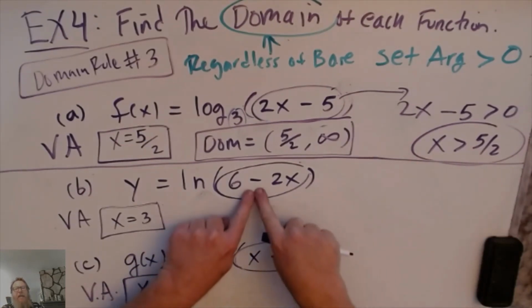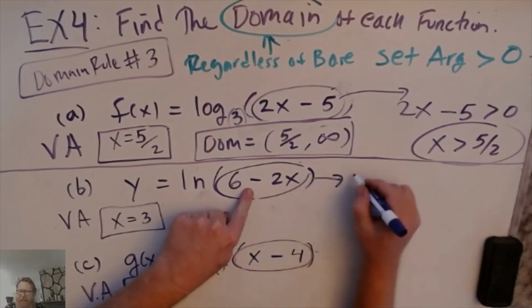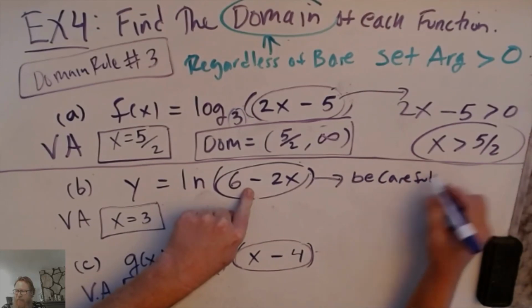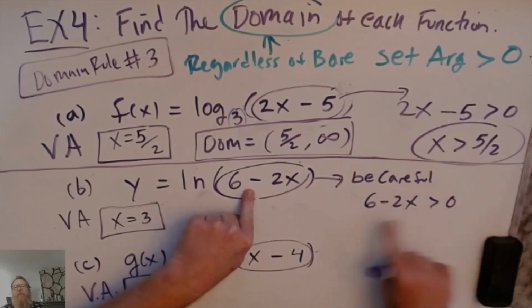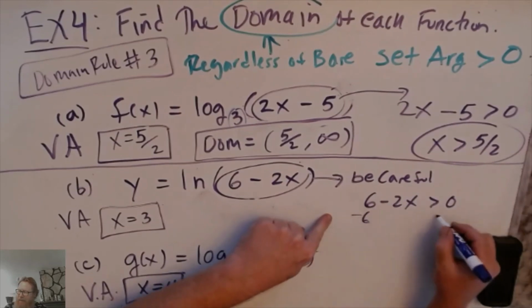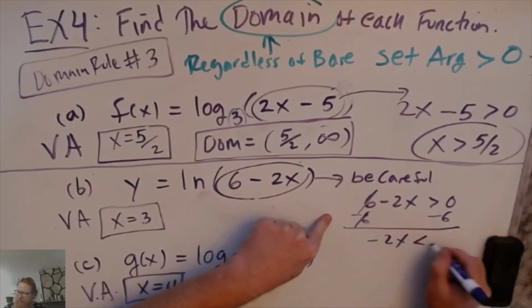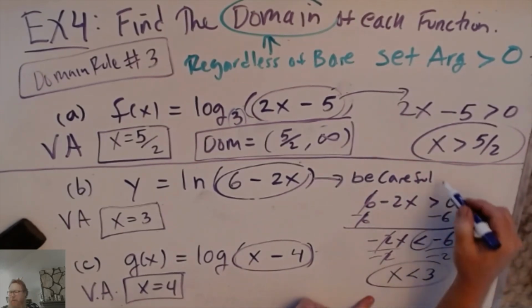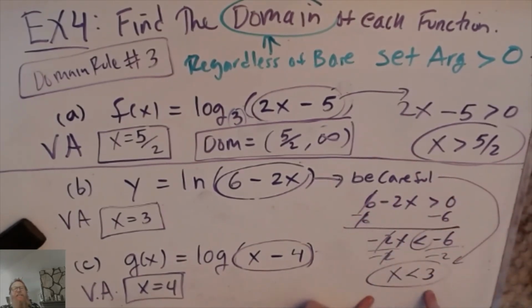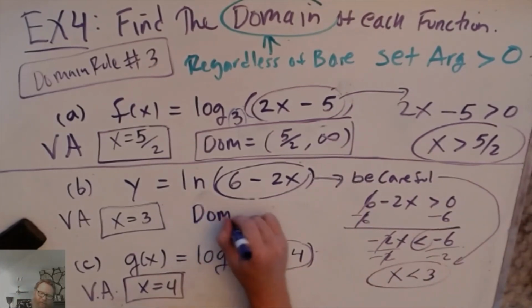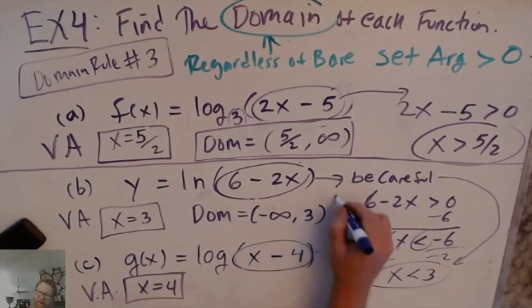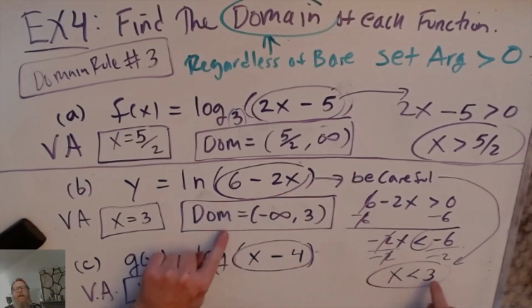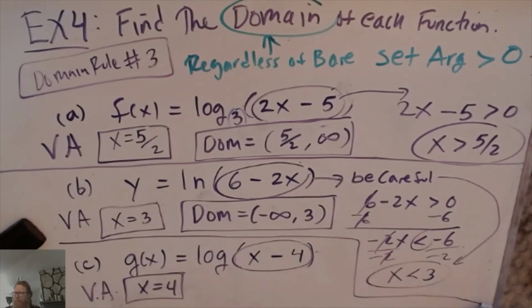The only one you need to be careful with was part B, because when you write this one out, greater than 0, you're going to divide by -2. Y'all remember this from chapter 1. When you divide by -2, you're going to reverse the alligator. And so for part B, you need to be careful. It's x is less than 3. So the domain is -infinity to 3 for part B. That's the only one you need to be careful on.